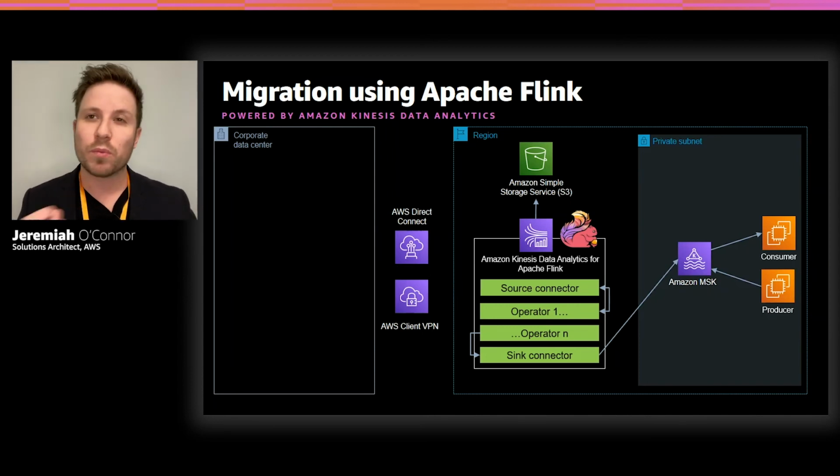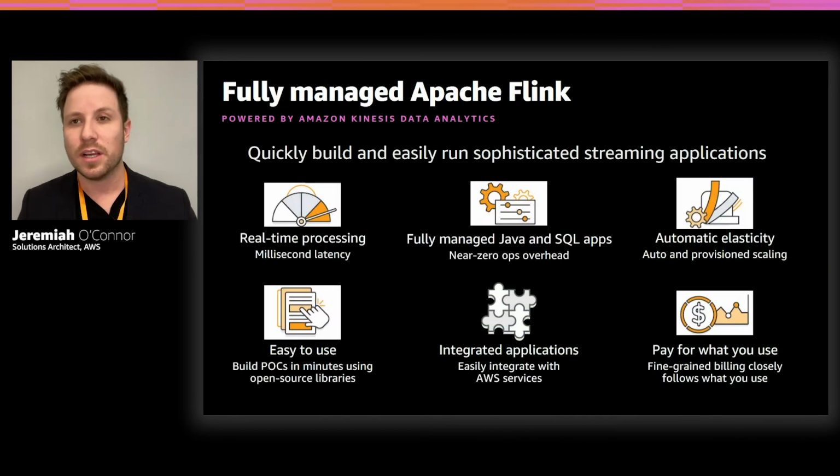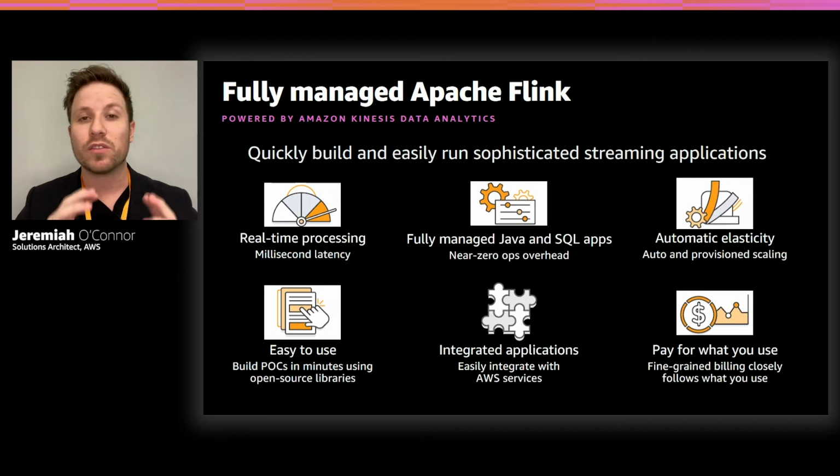So I want to talk real briefly about some of the advantages of running Flink on top of Kinesis Data Analytics. Kinesis Data Analytics out of the box really gives you a fully managed platform for hosting Java and SQL Flink apps with virtually no overhead whatsoever. You simply need to write your code, upload it to S3, and then press start, and Kinesis Data Analytics handles the rest. So it still gives you that real-time processing, that millisecond latency for production environments, for enterprises that require very low latency stream throughput.